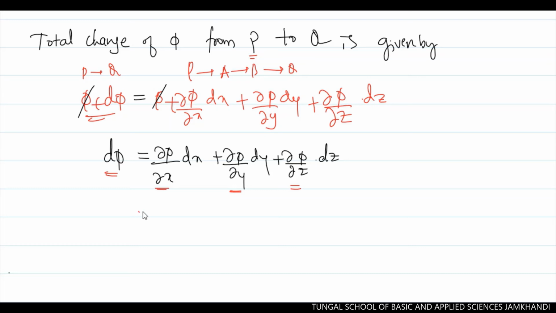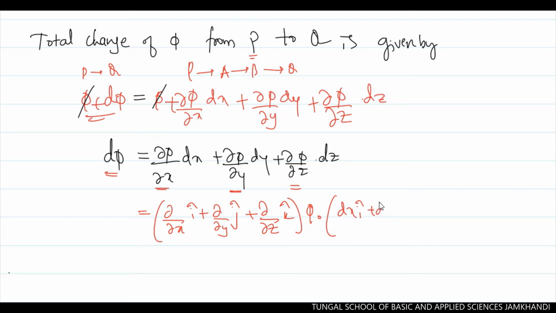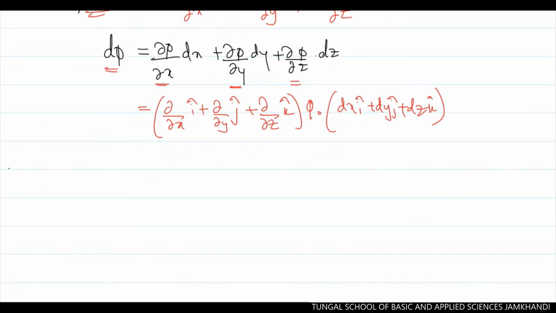As you see here, I can write this as dou by dou x into i cap plus dou by dou y into j cap plus dou by dou z into k cap, into the function phi, dot dx i cap plus dy j cap plus dz k cap. See, you can look at this function here. Since phi is a scalar function, I can take it away.